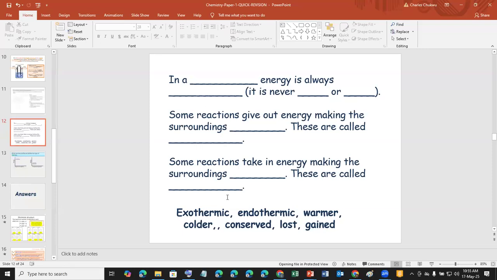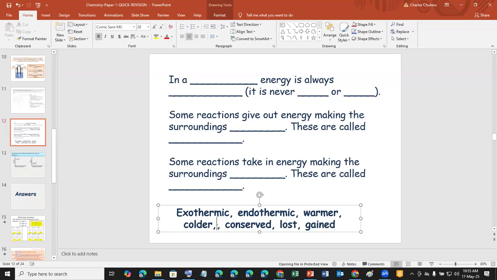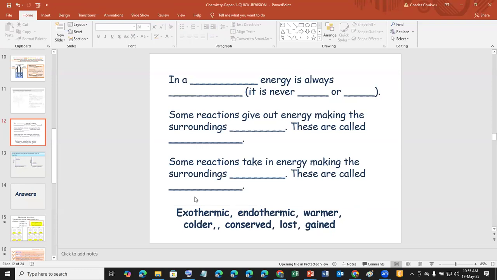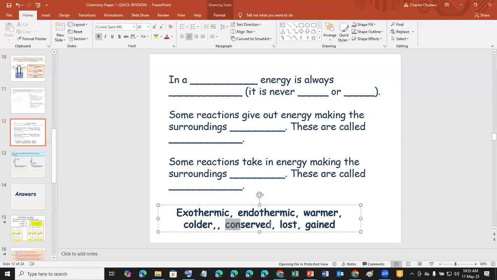There's one word that is missing here, but let me see if we can fill it up. So there are two possibilities that I see here. In a system or in a reaction, energy is always conserved. It's always conserved. Okay, that's the law of conservation of energy. It is never lost or gained.